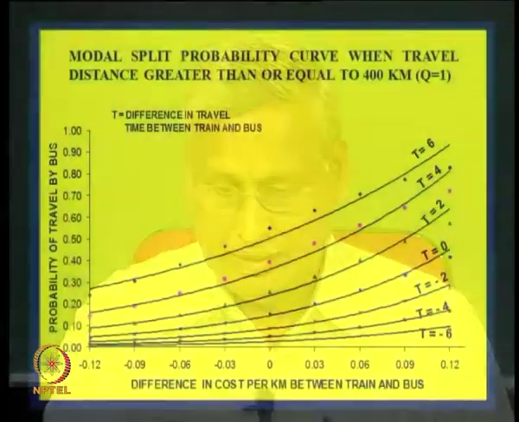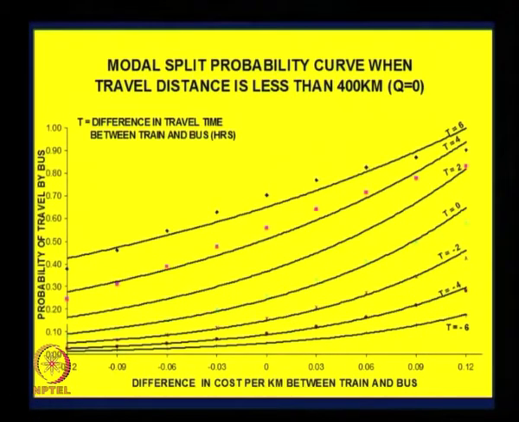Okay. On the same lines, you can make plots for this situation where q is equal to 0. The curves are going to be slightly different, otherwise there is not much of difference as far as the principle of application is concerned. Earlier we saw when the travel cost difference is 0.03, when the travel time difference is 0, the share by bus in the previous case was around 20%, whereas here we find it is nearly 30%.